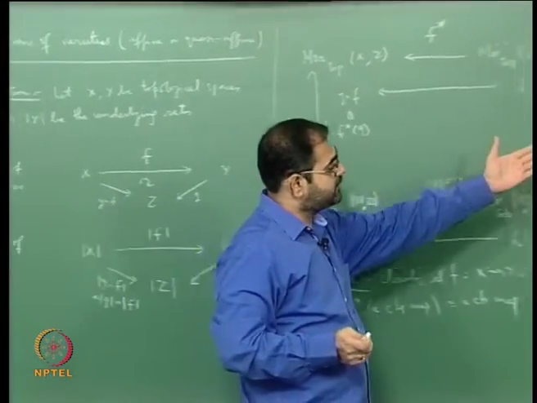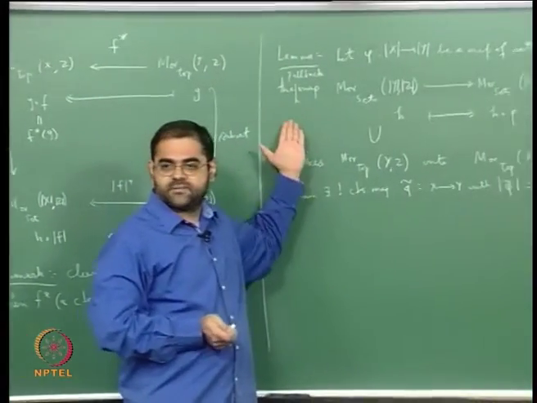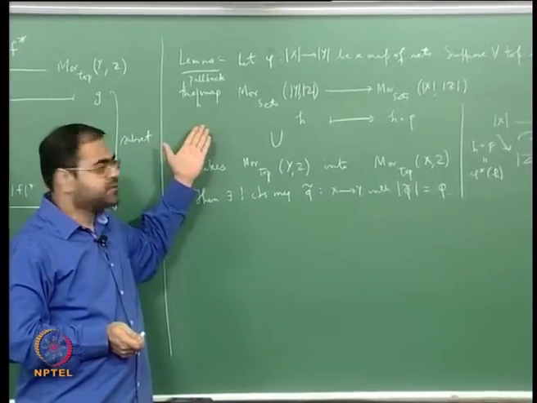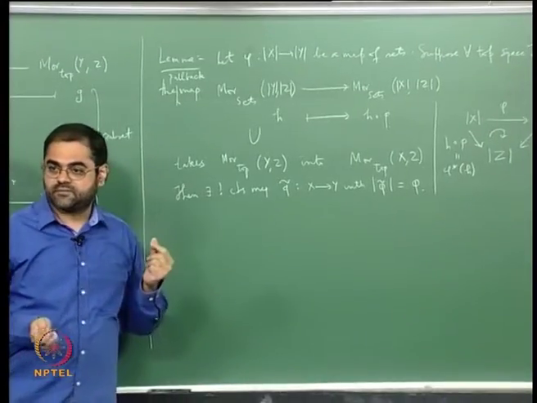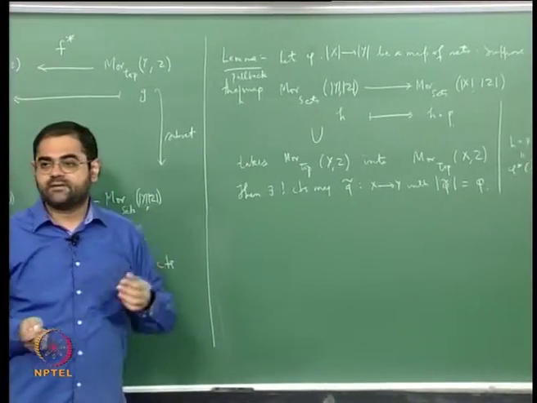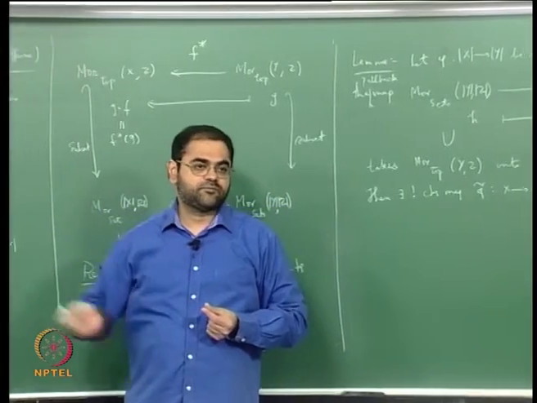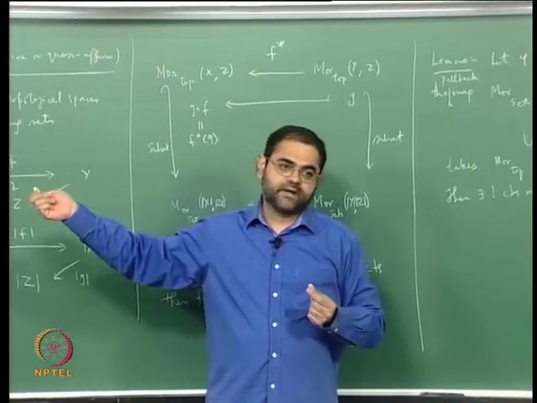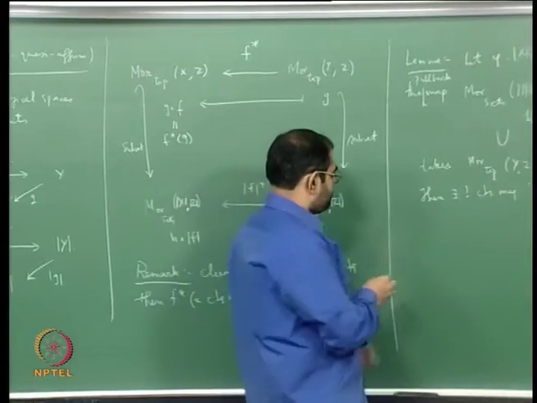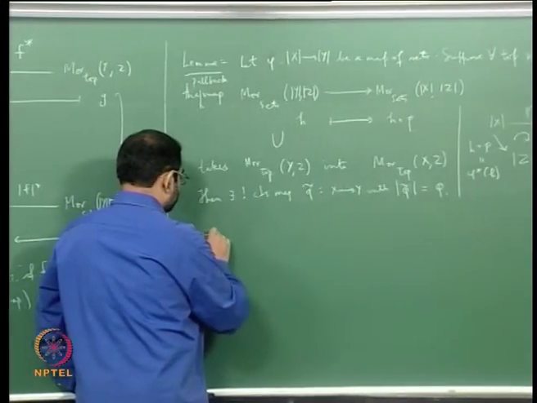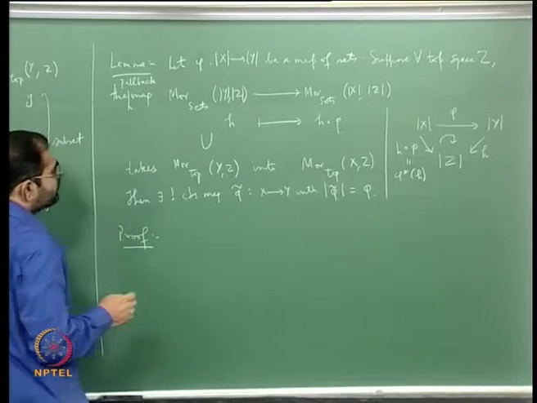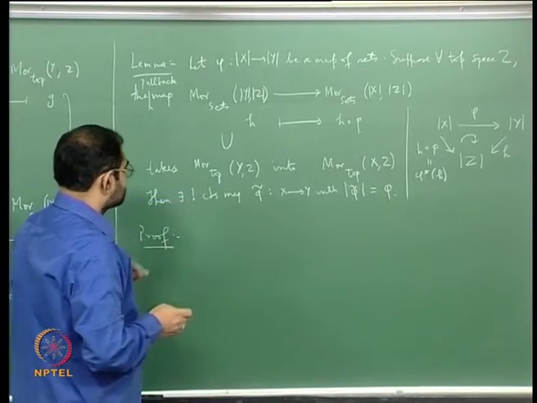It's a very simple observation, but it's a beautiful philosophy to work with, and it's exactly this kind of philosophy that we are going to use to define regular morphisms of varieties. We are going to define morphisms of varieties exactly in this way. And so what is the proof? The proof is very, very simple.